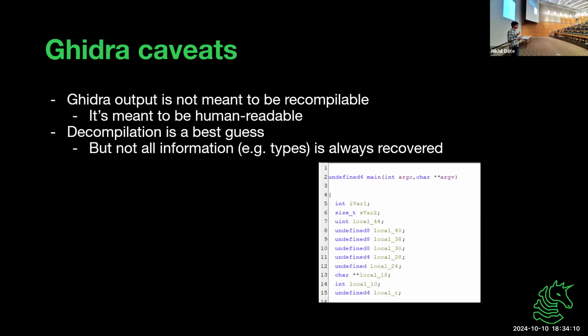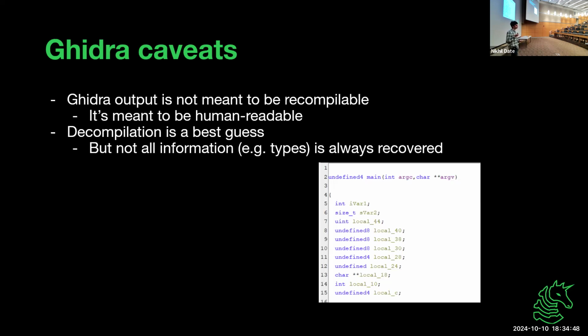And another thing, when I learned how to do this, this was a big point of confusion for me. The output of Ghidra is not C. It is not meant to be compiled. It is meant to be human readable. The purpose of Ghidra is to take this assembly and present it to you in some form that you can read more easily. It's not necessarily to give it to you in a form that you can throw into GCC. There's research on recompilable decompilation and stuff, but Ghidra is not that. And like we said, decompilation is a best guess.